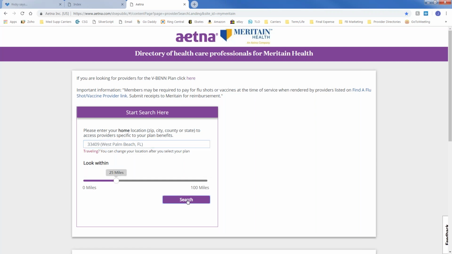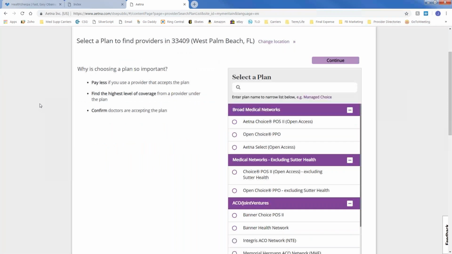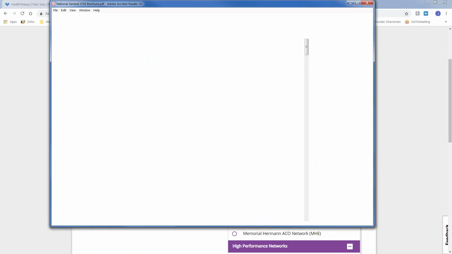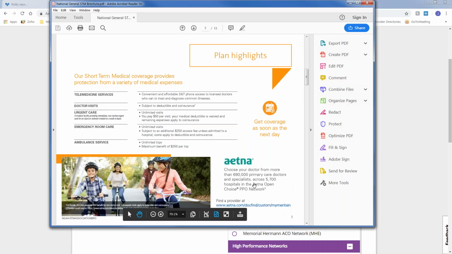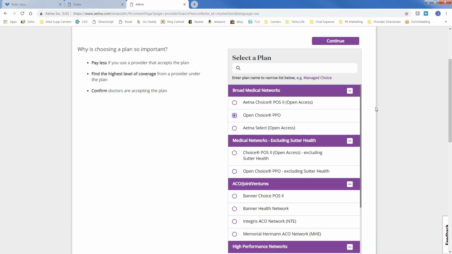So we're going to use my provider directory. It's just a little bit easier to do that. And remember, it's the Aetna Open Choice PPO. So let me pull up that brochure. I hope I didn't close out on it. Here it is. Aetna Open Choice PPO Network.